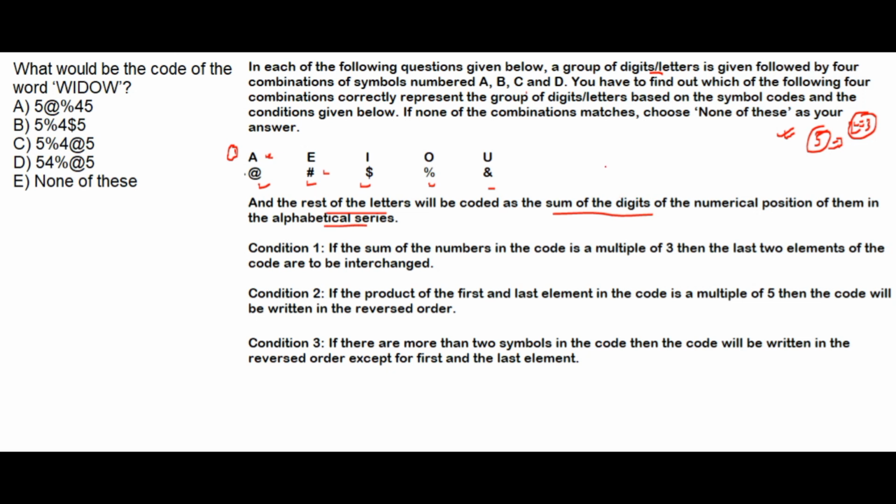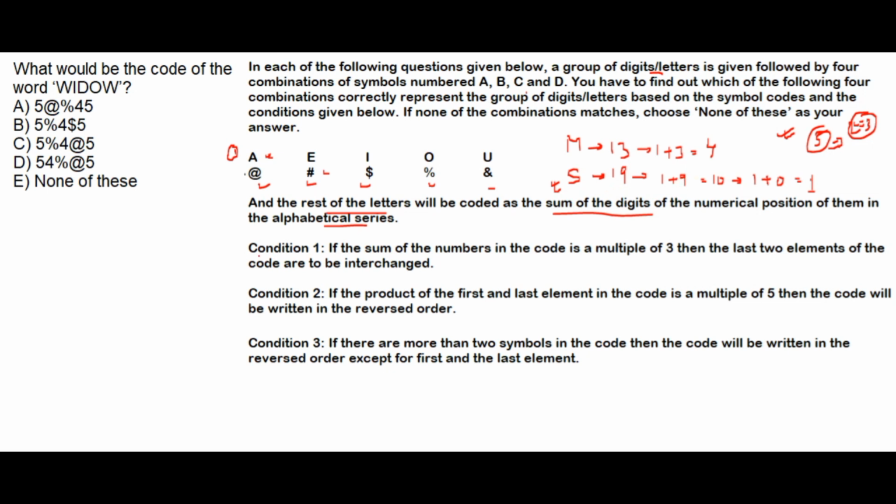What does that mean? What is the numerical position of M? The numerical position of M is 13, so it will be coded as the sum of the digits, 1 plus 3, which equals 4. What is the numerical position of S? The numerical position of S is 19, so it will be coded as 1 plus 9, which equals 10, and 10 again will be coded as 1 plus 0. So all the consonants will be coded as the sum of the digits of the numerical positions of the alphabet.